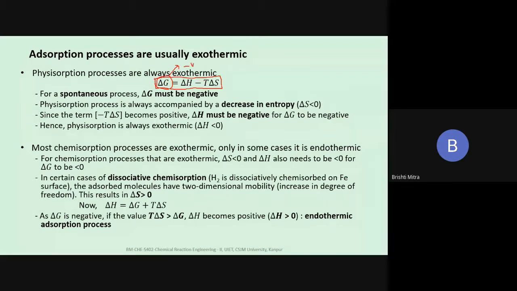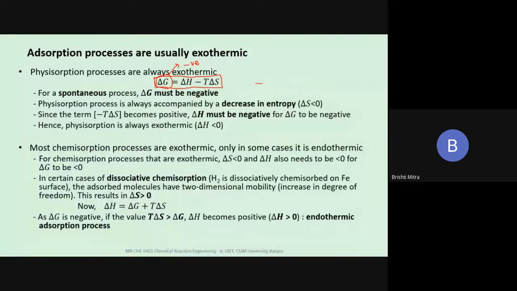Now, if I want the physisorption process to happen, it should be a spontaneous process, so my delta G should have a negative value. What happens to the entropy during physisorption? You have a solid substrate surface, and gas molecules which are freely roaming around. After physisorption, these gas molecules attach themselves on the surface of the solid, so it becomes more organized, and hence this leads to a decrease in their entropy.